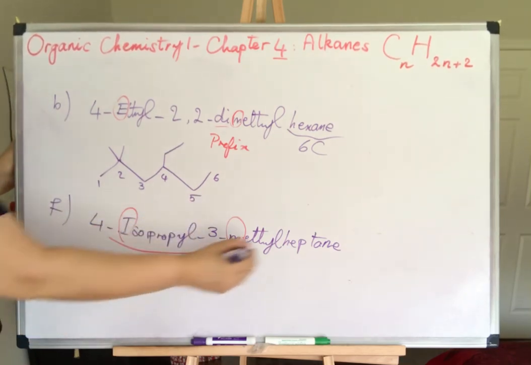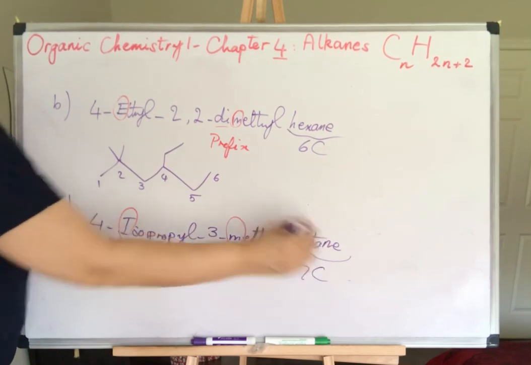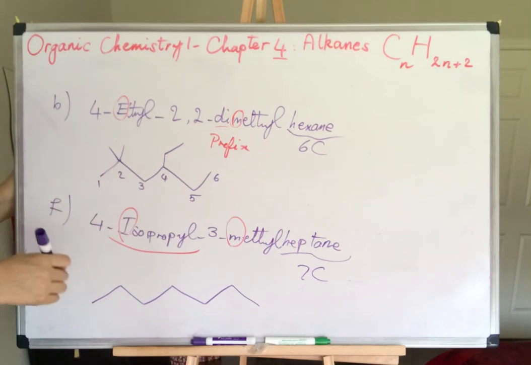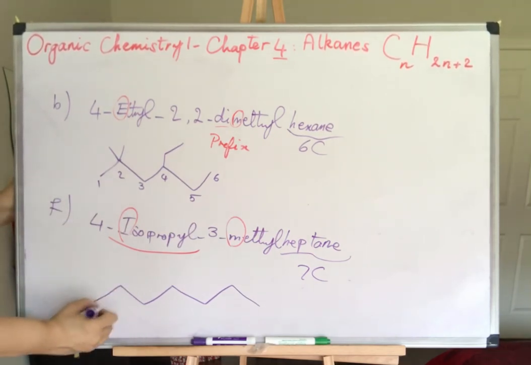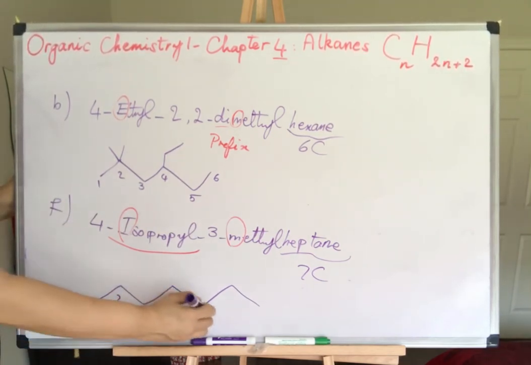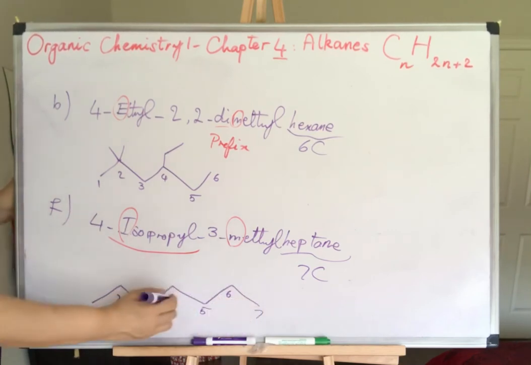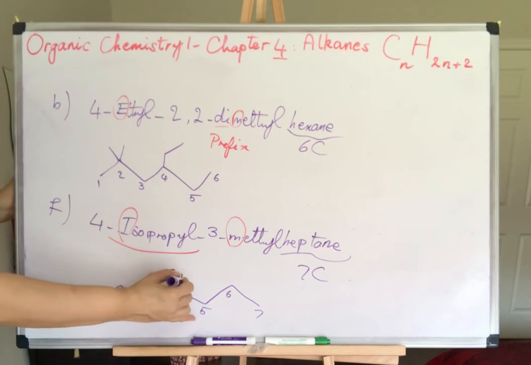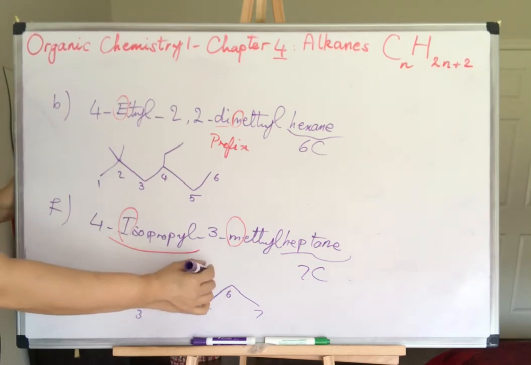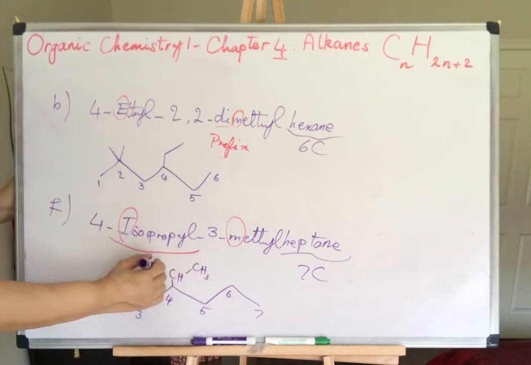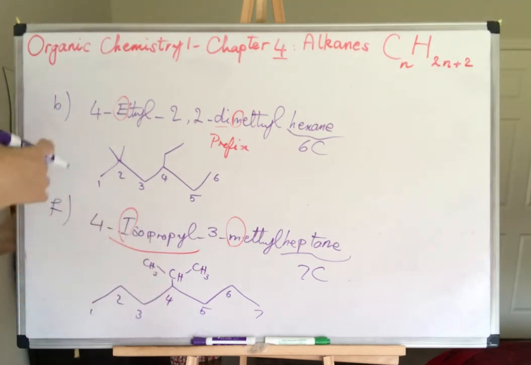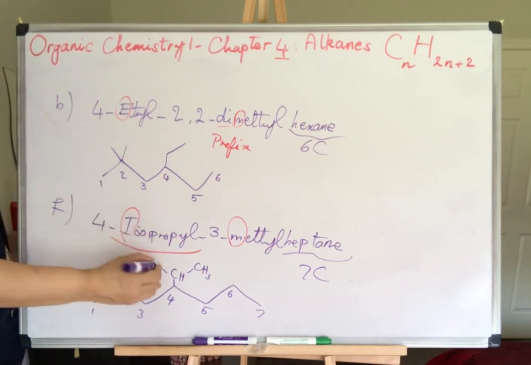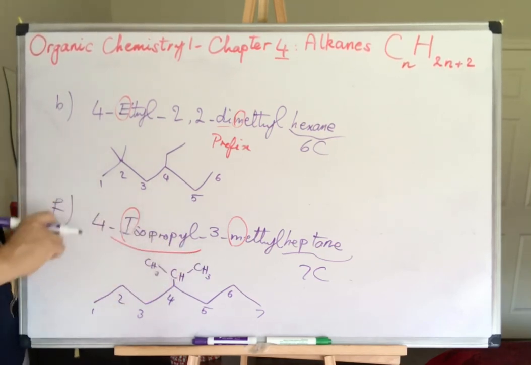So a heptane has 7 carbons. 1, 2, 3, 4, 5, 6, 7. And then 1, 2, 3, 4. 1, 2, 3, 4, 5, 6, 7. Isopropyl. Isopropyl is a propyl but is connected from the 2nd carbon. You remember I told you when we say iso, something is going on the 2nd carbon. In case of isopropyl, isopropyl is connected from the 2nd carbon.